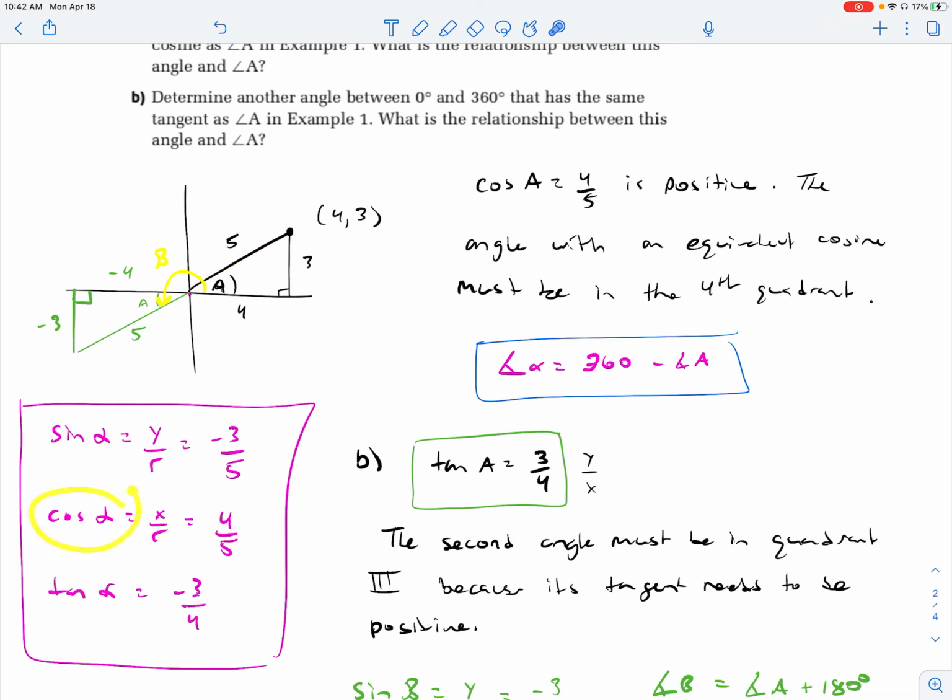If they say they need to have the same cosine, well, that means they need to have the same x value. So that means one could be up here and the other one could be down here. That way they have the same x value. And for tan, well, tan is y over x, so that ratio needs to stay the same. So here, y over x is 3 over 4. Well, down over here, our y over x, the negatives would cancel, and we would still get 3 over 4.